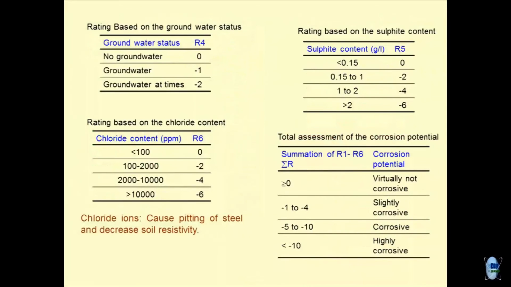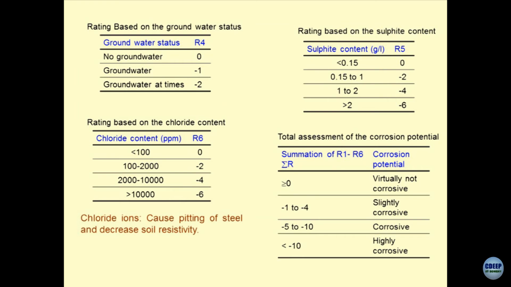-3. Rating based on the groundwater status: if there is no groundwater, I will be very happy, but if the water table is fluctuating, then this is not a very good situation, and if groundwater is there, -1. Then similarly sulphide content and chloride contents. Extremely high values of sulphide content are not good, and extremely high chloride contents are also not good. In coastal areas, you will have very high concentrations of chloride content, approximately 4,000, 10,000, 12,000 depending upon the area in which you are working.